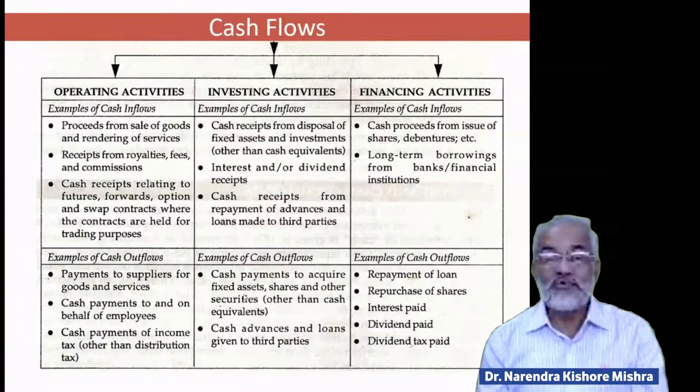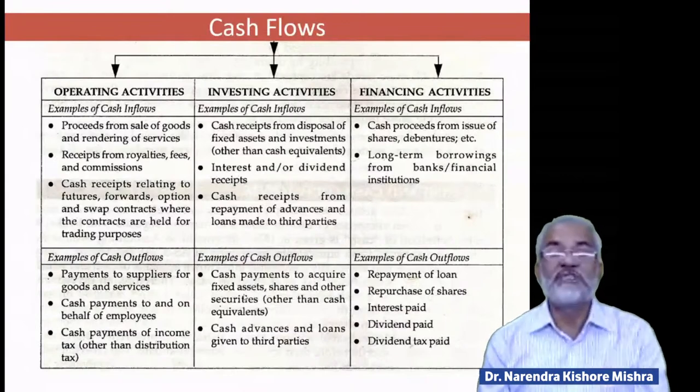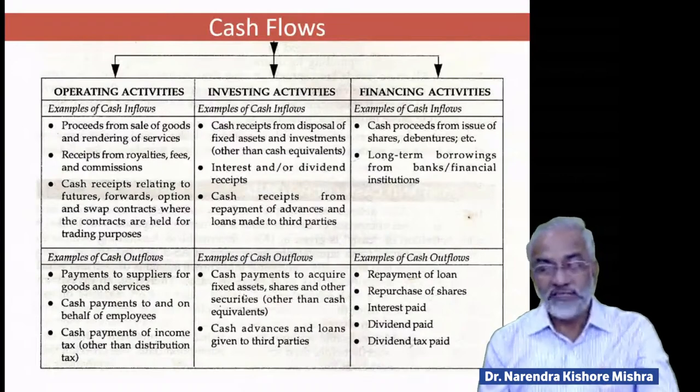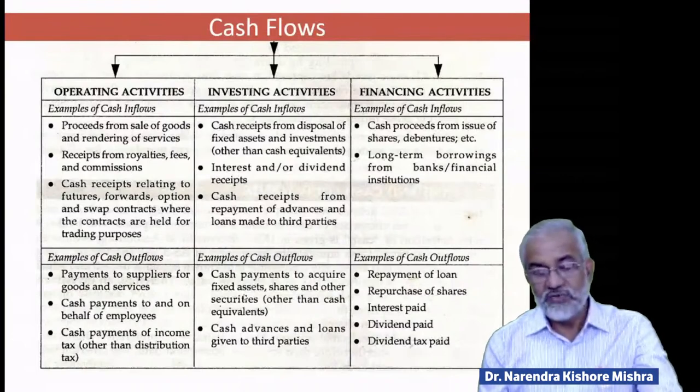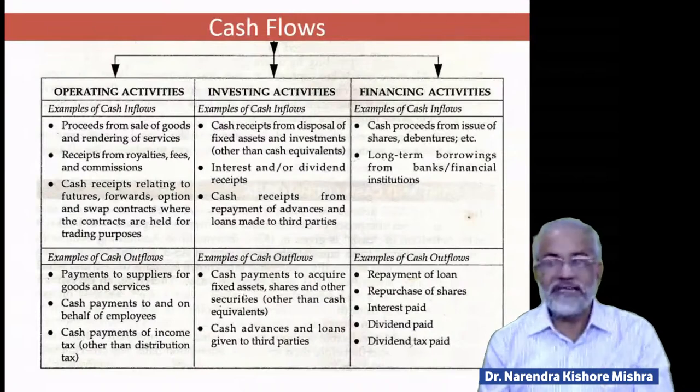Then the second outflow of cash would be cash advance and loans given to third parties. It is just opposite of the third item of the inflow of cash. When advances are given, that results in outflow of cash. Suppose there is staff advance, that will result in outflow of cash. When realization of staff advance is there, that will result in inflow of cash. So all these items are coming under investing activities of the organization.